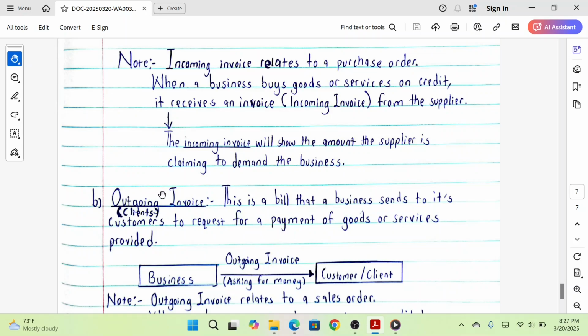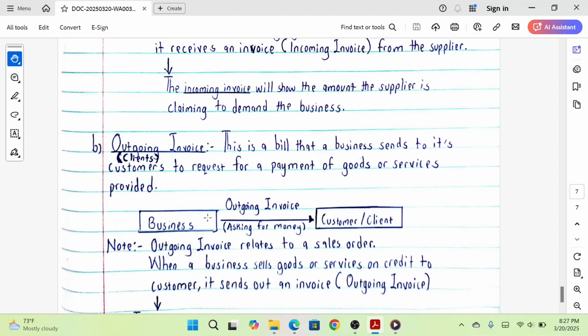Now we are having an outgoing invoice. This is a bill that a business sends to its customers, or you can call them clients, to request for a payment of goods or services provided. Now, this time around, it's the business asking for money from the client, and it sends out an outgoing invoice. So, when you look at my note here, outgoing invoice relates to a sales order.